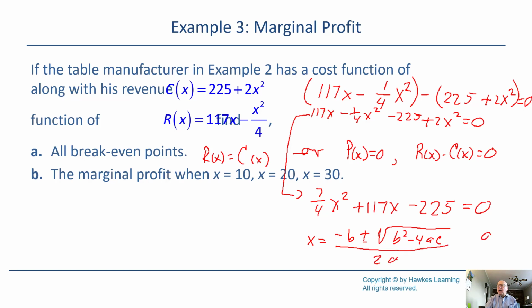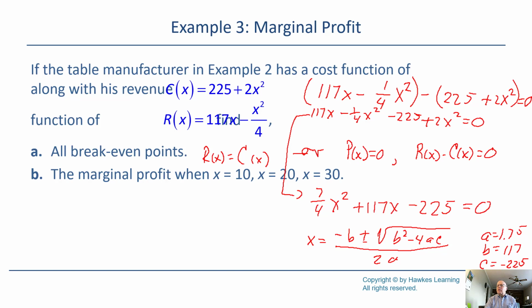Where A is 1.75, B is 117, and C is negative 225. And you can get the break-even points right there. So let's take a look, and then we're going to get the marginal profit.